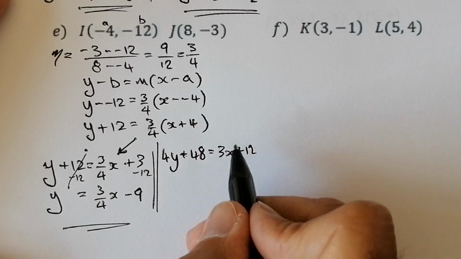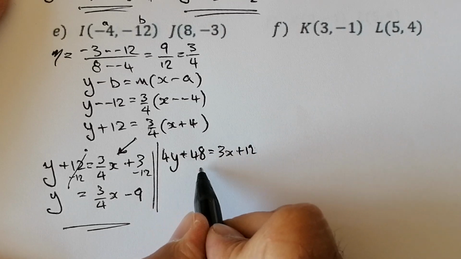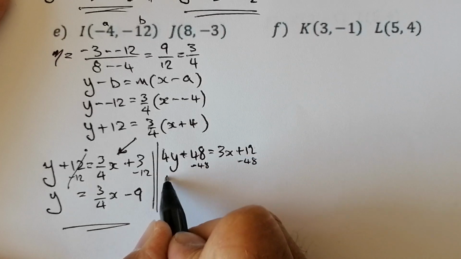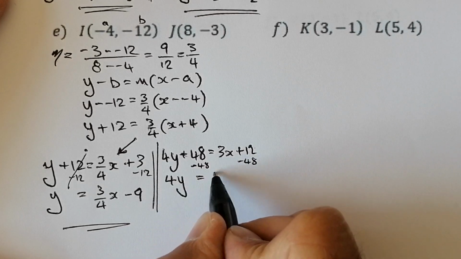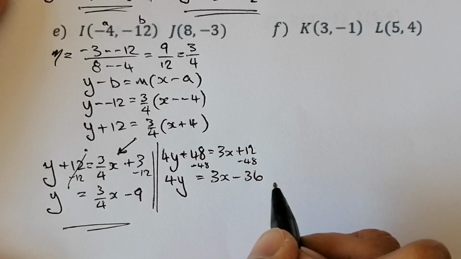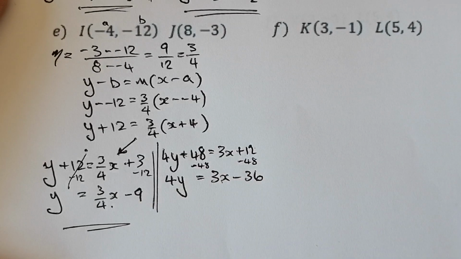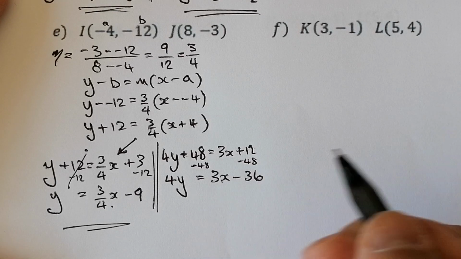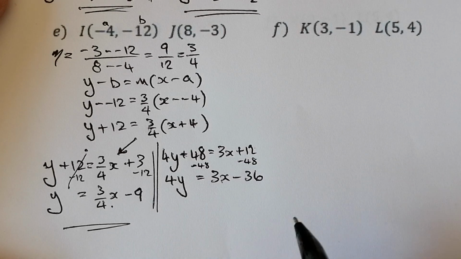What I'll do from there is I'll gather things up. So I'm going to subtract 48 from that side, subtract 48 from there. So I've got 4y is equal to 3x, and that's going to give me minus 36. Now that's not the same as that, but again, that's a good way to have it when we're dealing with higher maths. Right, so I'm going to get at y equals mx plus c now.